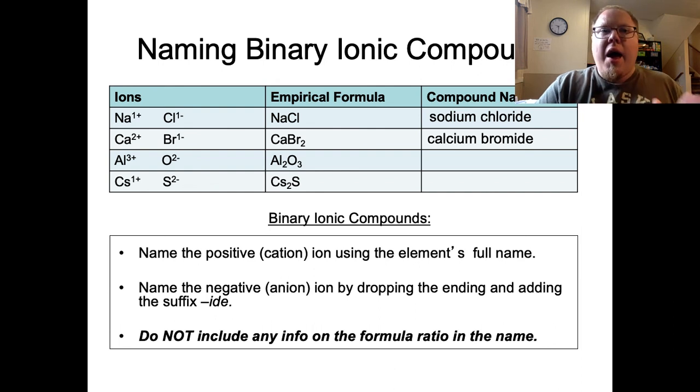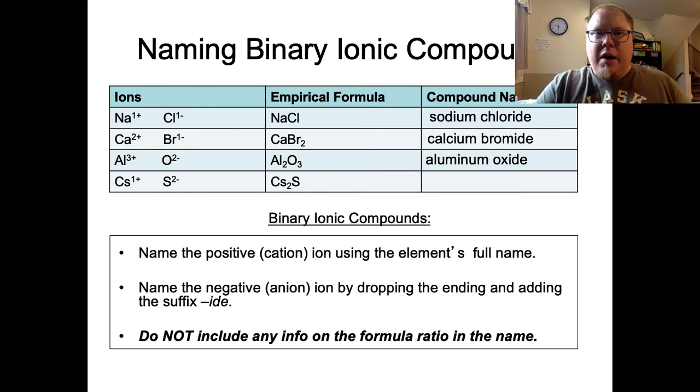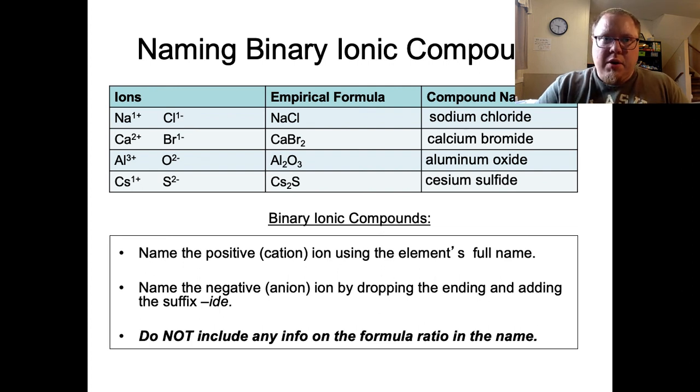Aluminum and oxygen, two pieces there. We'll change the ending of the oxygen to oxide, so aluminum oxide. No information about the fact that it's 2-to-3. Just aluminum oxide, just the pieces. This last one here, cesium, and then sulfur, which I'm going to change to sulfide. Cesium sulfide is the name of this one. That's how you name a binary ionic compound. Binary refers to the fact that it's two elements.